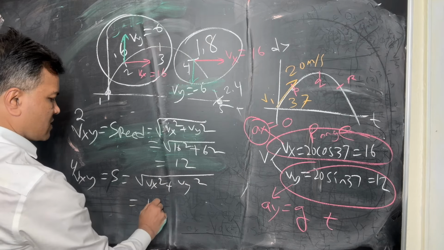So the speed is the same. And the speed over here, Vy over here is 0, Vx over here is 16. All right, so the speed over here you can say is 16. So the speed over here and the speed over here are the same.